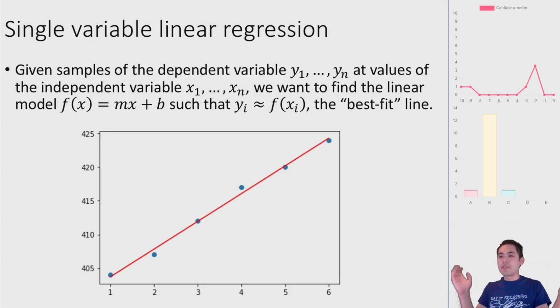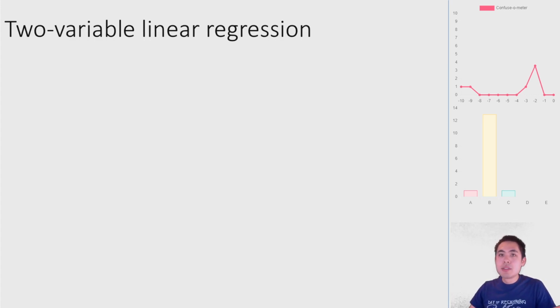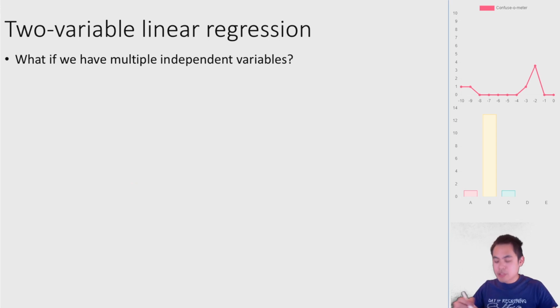Now, of course, oftentimes in real life and in biology, we have more than one independent variable and one dependent variable. So what do we do then? So what if we have two independent variables and one dependent variable? Well, things get a little bit more complicated.